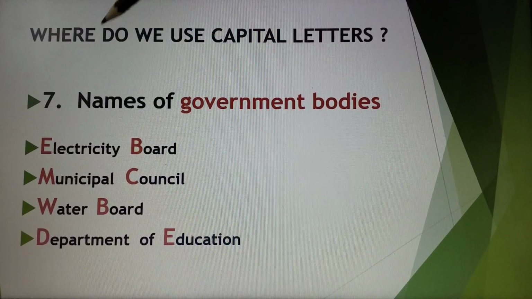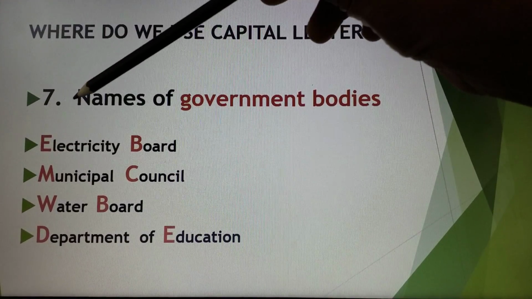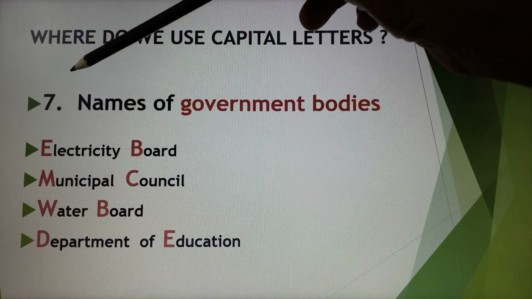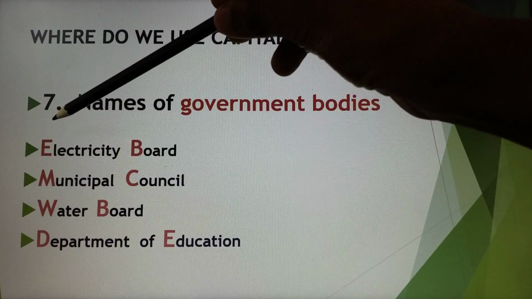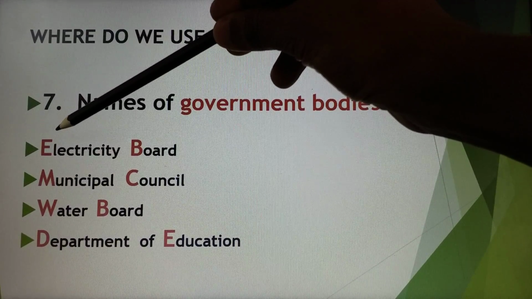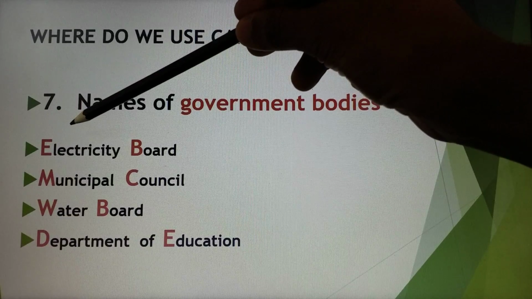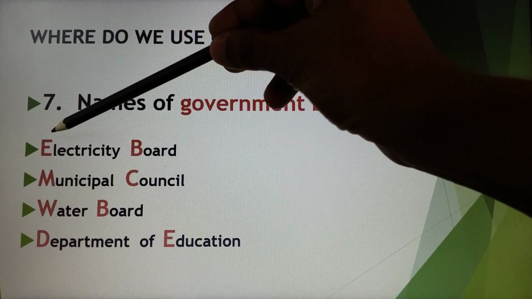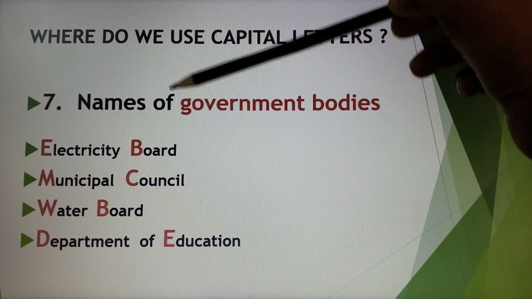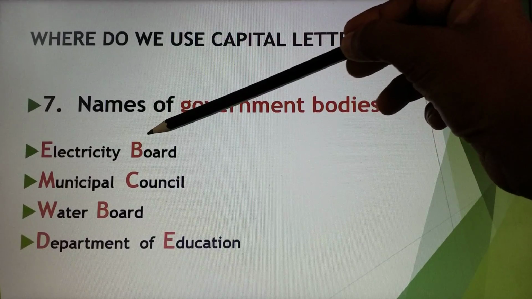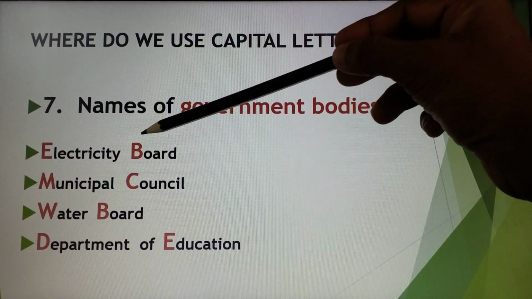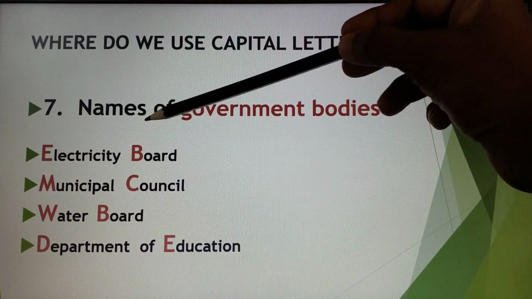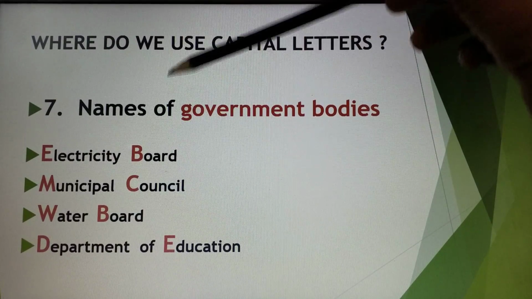Look at the first letter of each institution. Electricity board. We use a capital letter with the beginning of the name of the institution. Here, capital E, electricity, and the beginning of the second word of the institution, capital B with the word board. Look at the other examples also.